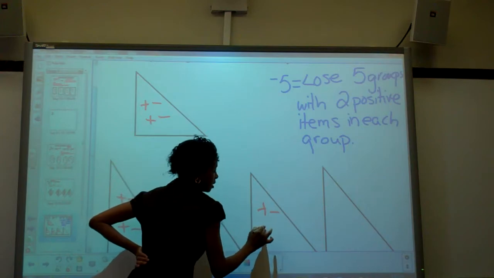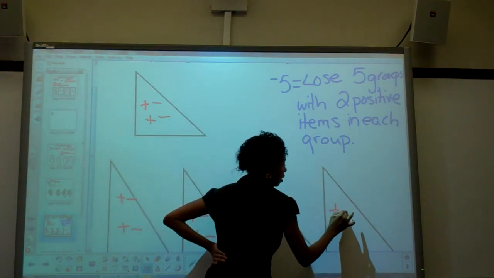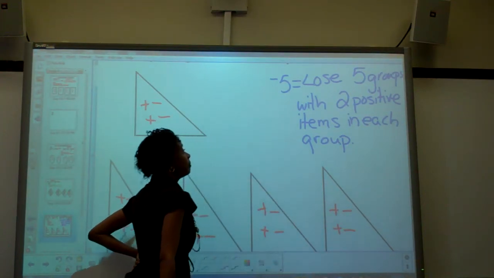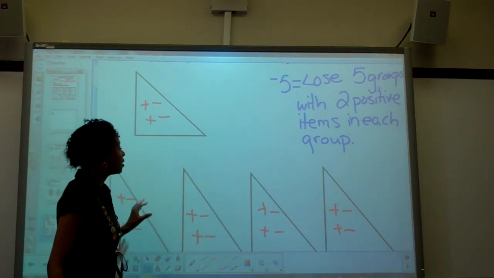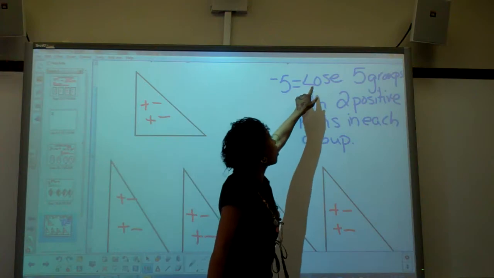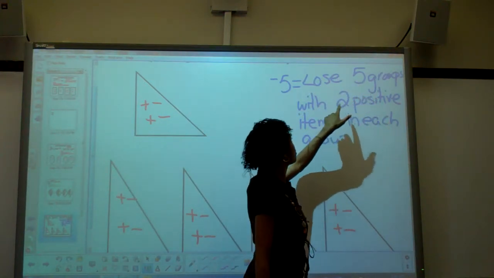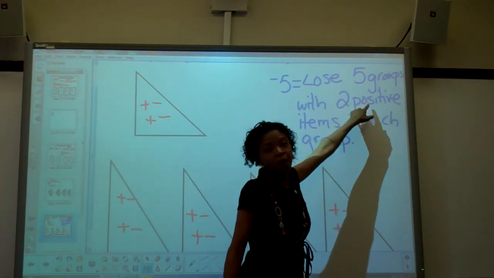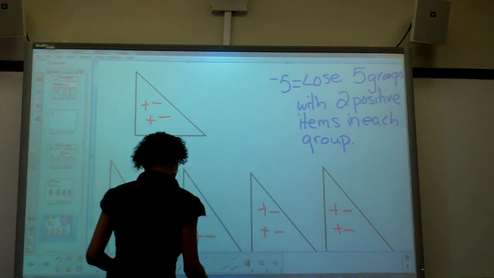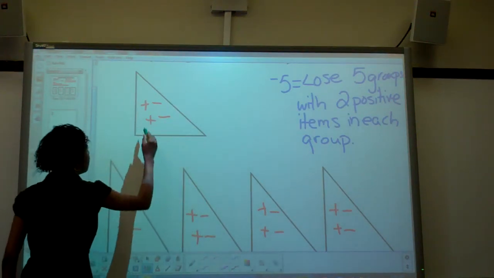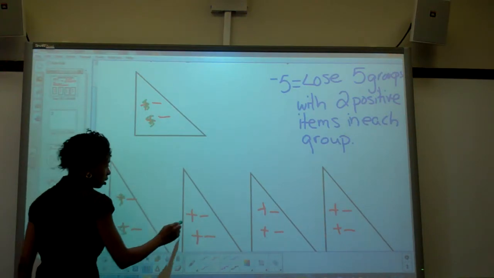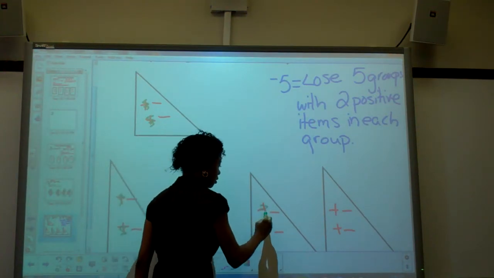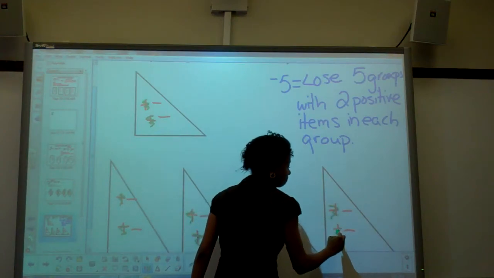Remember, 0 pairs means there's nothing really there. Okay? There's nothing in each of the groups because they're all 0 pairs. But it says in all 5 of our groups, what are we going to lose in each of the 5 groups? We're going to lose 2 positive items. So we're going to lose 2 positive items in each group. That's gone, gone, gone, gone, gone, gone, gone, gone.